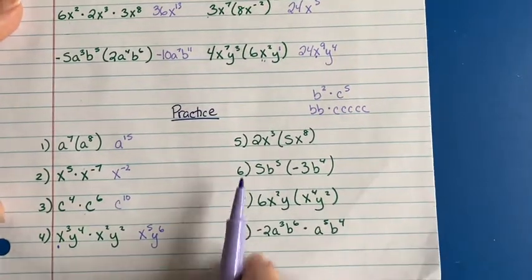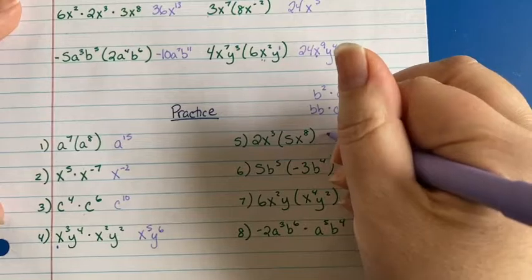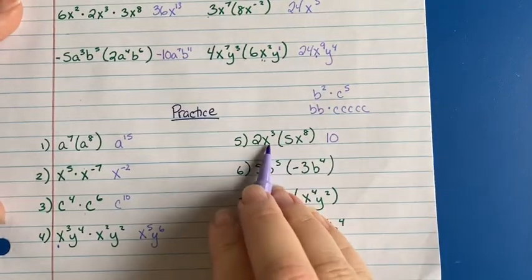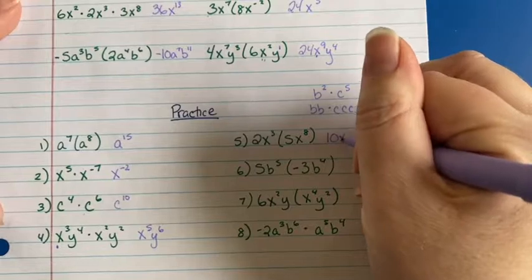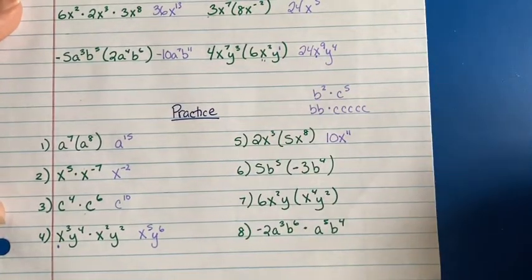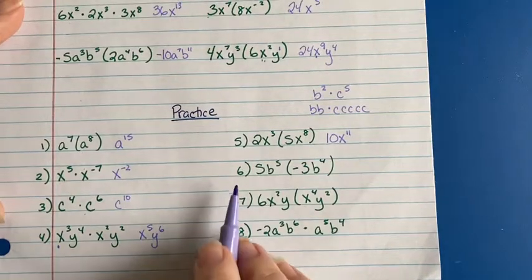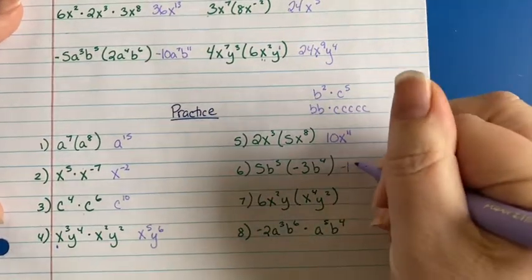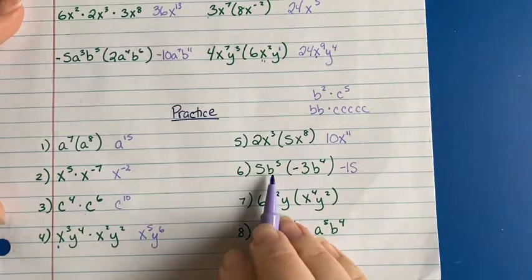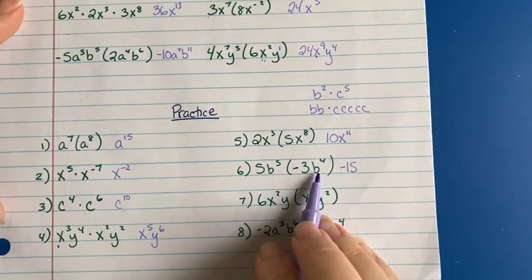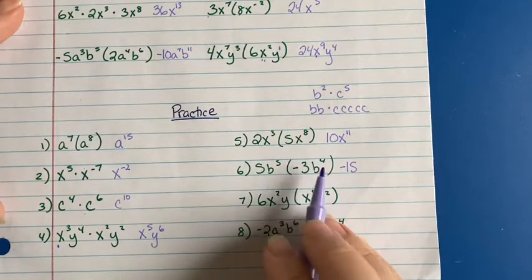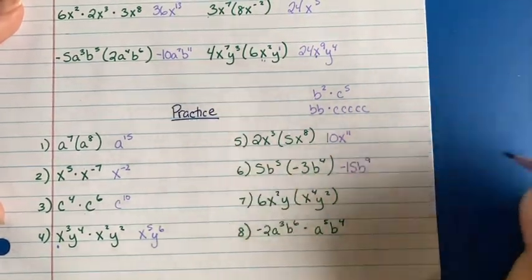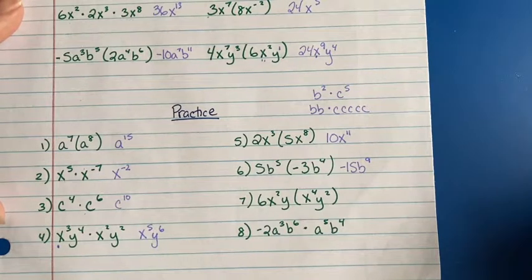Okay, over here we have some coefficients going on. The 2 times the 5 gets multiplied first. X to the third times x to the 8th would be a total of x to the 11th. Five times -3 makes -15. B to the 5th times b to the 4th. So 5 b's being multiplied, 4 b's being multiplied for a total of 9 b's being multiplied. So -15 times b to the 9th.